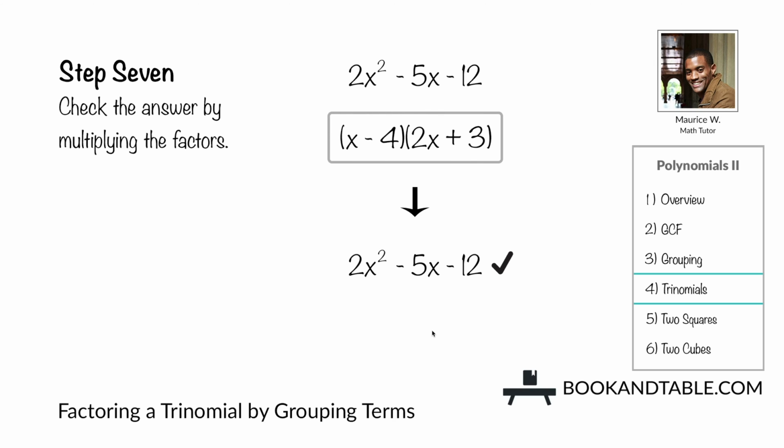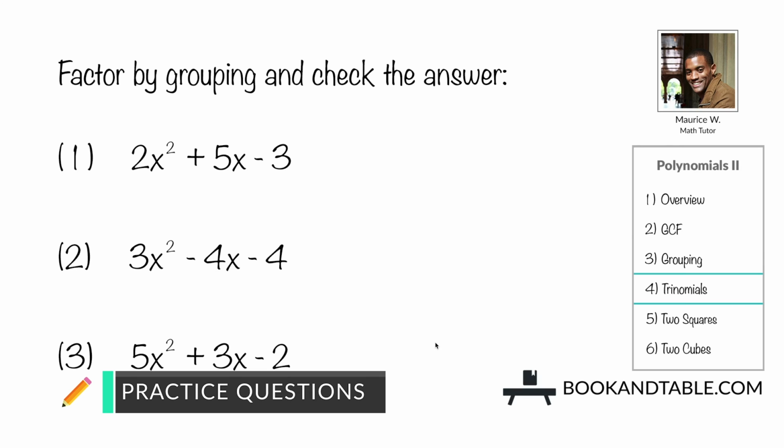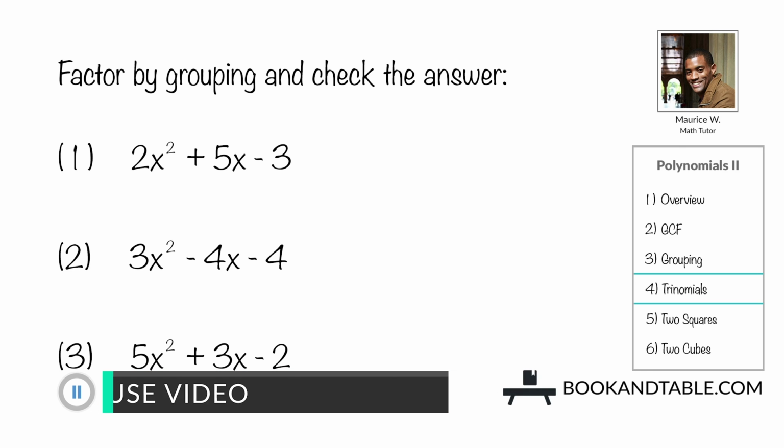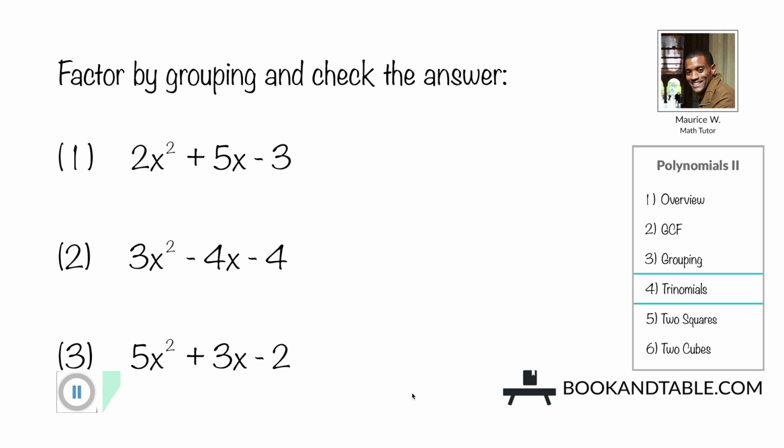So that is how we go about factoring a trinomial by grouping terms. Let's now have you try a few practice questions. Question number 1, factor by grouping 2x squared plus 5x minus 3, and then check the answer. Question number 2, factor by grouping 3x squared minus 4x minus 4, and then check the answer. In question number 3, factor by grouping 5x squared plus 3x minus 2, and then check the answer. Pause the video, answer these questions, and then press play when you are ready to begin.